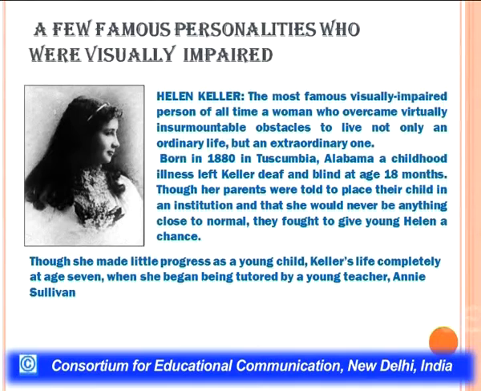Born in 1880 in Alabama, a childhood illness left Keller deaf and blind at the age of 18 months. And though her parents were told to place the child in an institution and that she would never be anything close to normal, they fought to give young Helen a chance. Though she made little progress as a young child, Keller's life completely changed at the age of 7 when she began being tutored by a young teacher known as Annie Sullivan.